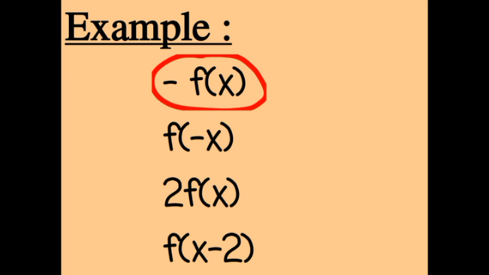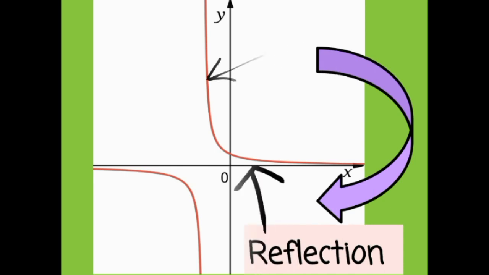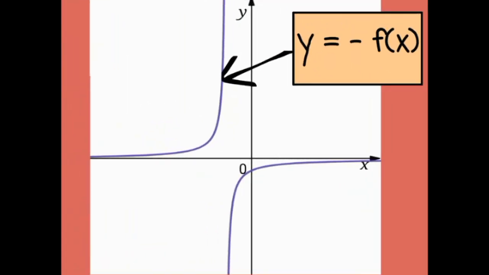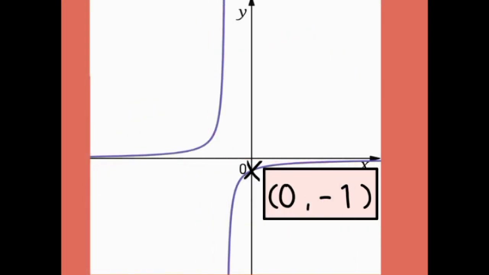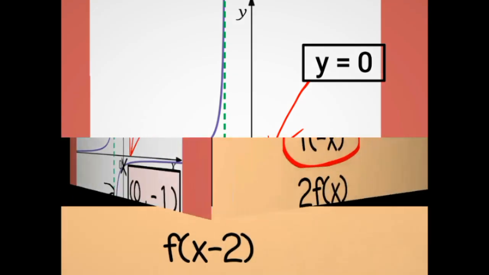So, -f(x). This is the reflection of the graph y = f(x) on the x-axis. Now, this is the graph of y = -f(x). Since the graph y = f(x) is reflected on the x-axis, the graph y = -f(x) now crosses the y-axis at the coordinates (0, -1). Here the graph doesn't cross the x-axis and the asymptotes are still x = -2 and y = 0.